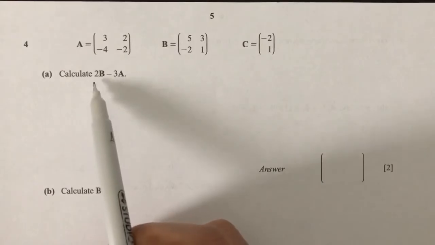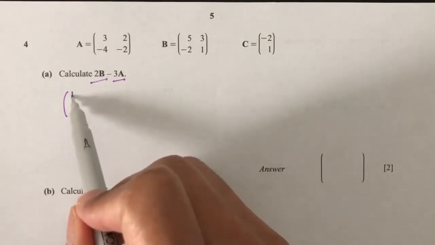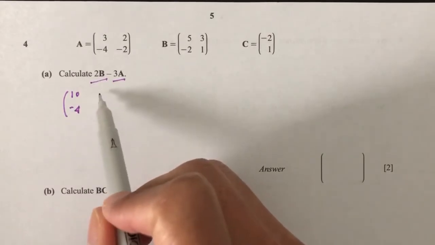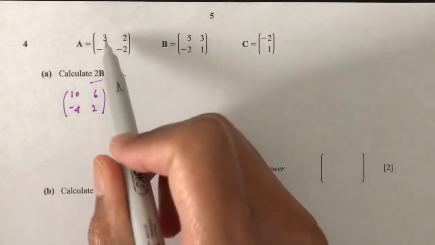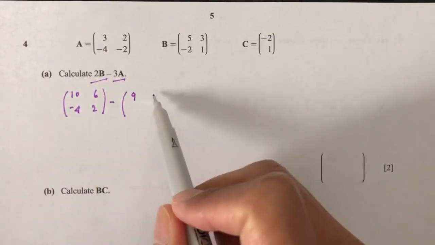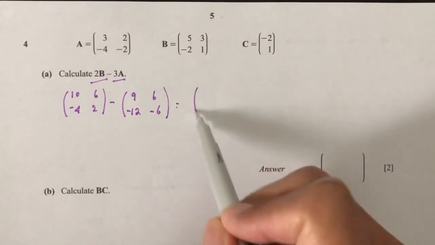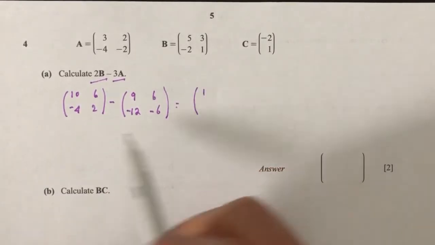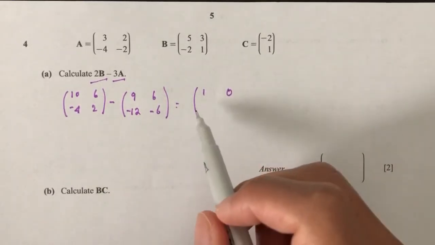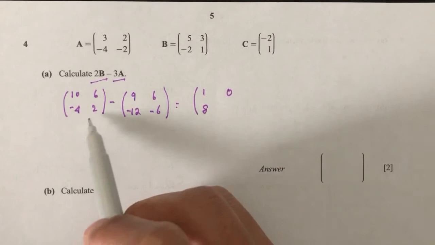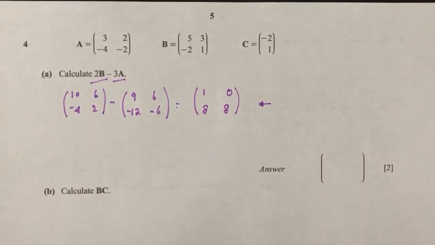We have to calculate 2b minus 3a. So 2b, 2 times this will be 10, minus 4, 6, 2. 3a, 3 times this will be 9, 6, minus 12, and minus 6. So 10 minus 9 will be 1, 6 minus 6 will be 0, minus 4 minus 12, that will be 8, 2 minus 6 will be 8. So this is your answer for part A.